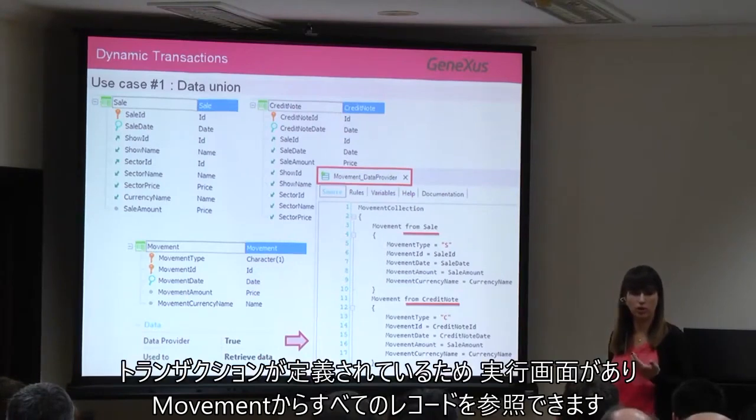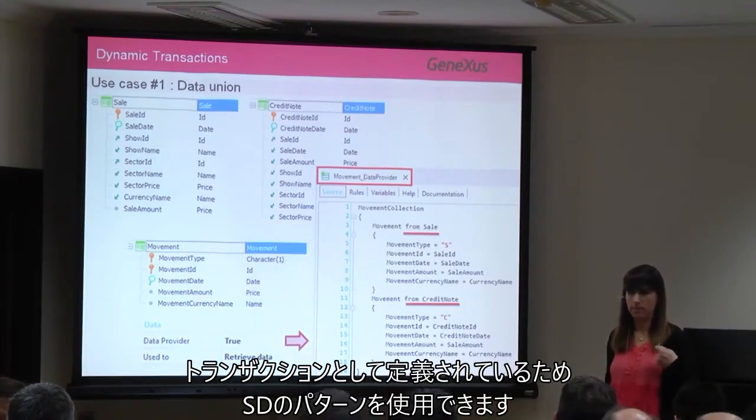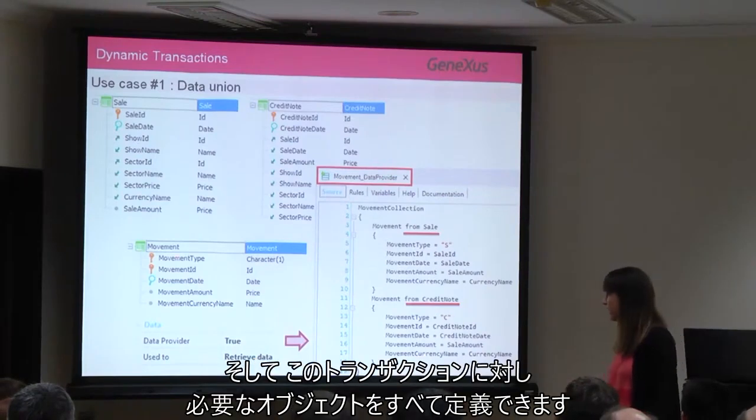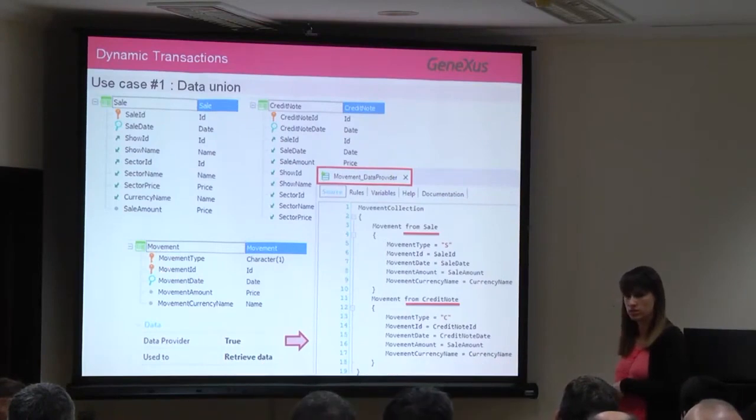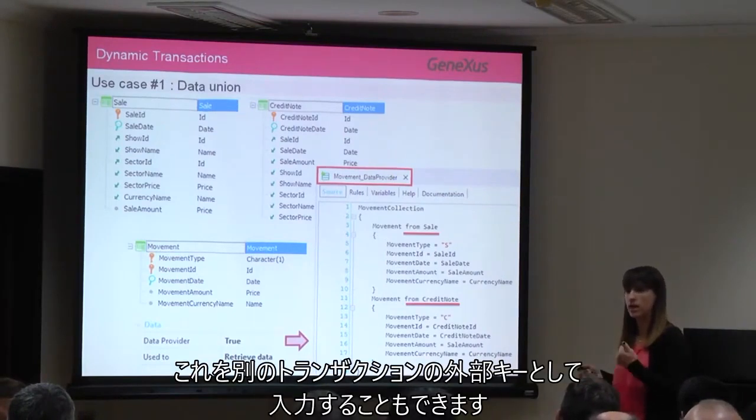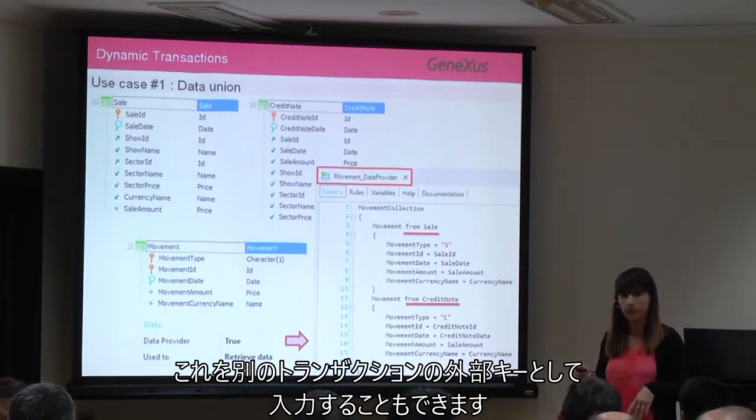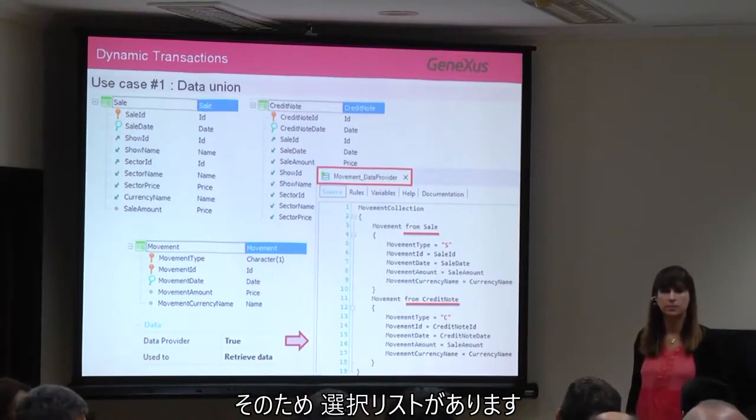Once I've defined this, I can execute the transaction and I can see what all the movements are like, and I can use the pattern for SD, I can define all the objects I need, and I can even put this as a foreign key for another transaction. So there's a selection list and so on.